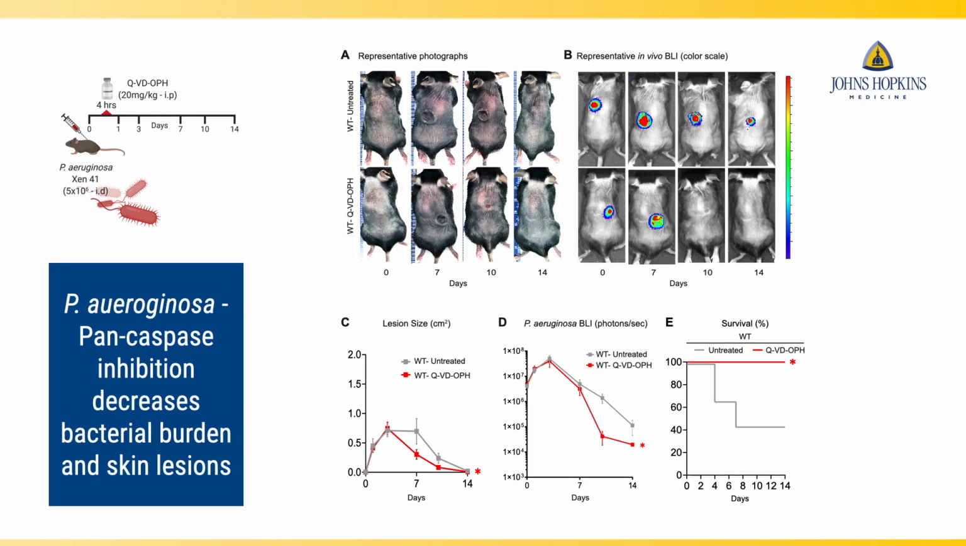We further studied the effect of Q-VD-OPH in a gram-negative bacteria, Pseudomonas aeruginosa. Interestingly, though not early, there was decreased bacterial burden and skin lesions with the inhibitor-treated mice. Furthermore, 100% of the mice treated with the inhibitor survived when compared to 60% survival rate in the untreated mice.